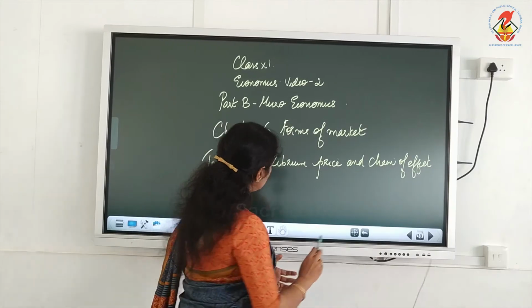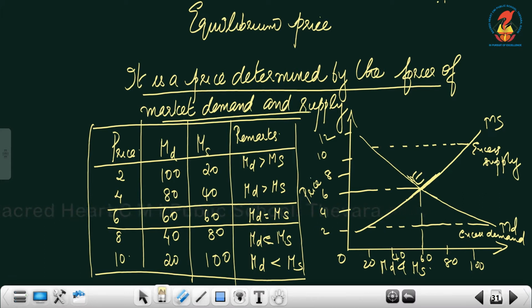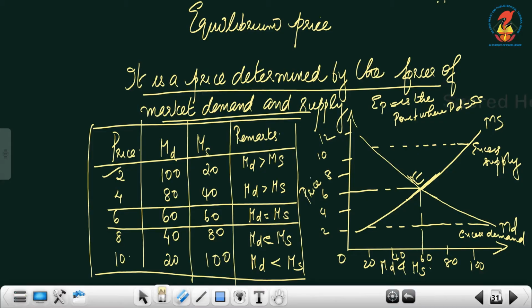Now let us see what is an equilibrium price. An equilibrium price is a price which is determined by the forces of demand and supply. So we can write, equilibrium price is the point where demand is equal to supply. Now let us see the equilibrium price with the help of a table. Now the prices given here are 2, 4, 6, 8 and 10.